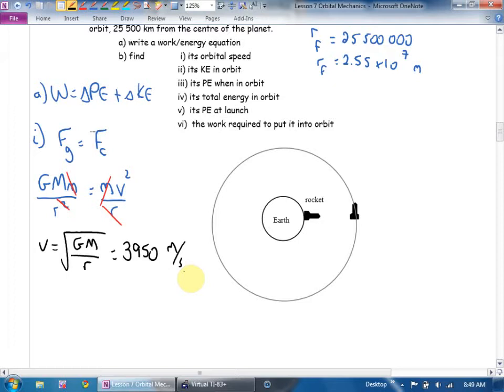If I was doing this part B, I would probably ask for the period. To find the period, I would start here again, but instead of v squared over R, what would I write here if I wanted the period? 4 pi squared R over T squared, and it's going to be a different cross-multiply equation. But since you have a T squared, you'll also end up square rooting.